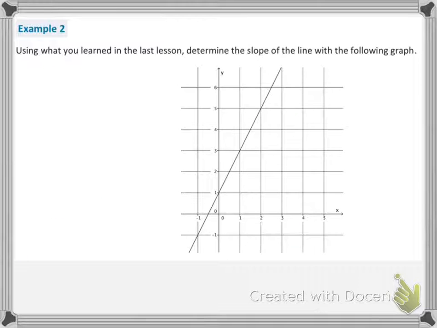Okay, example 2. Same thing, I'm going to pick a couple of points and see if we can calculate the slope. So I'm going to go down here. I know that point is -1, -1, left 1 and down 1. And let's go all the way up here just to show that they don't have to be right next to each other, but they do have to be on the line. So this point is the point 2, 5.